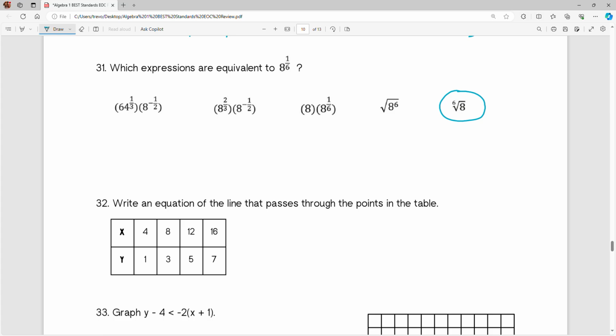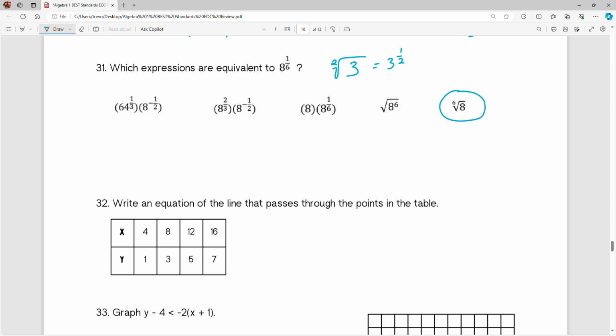Right? Because when you're normally thinking about the square root, like if you had the square root of 3, it has an invisible 2 here, and that's equal to 3 to the power of 1/2. So if we can remember this, then we know that this right here is equivalent.